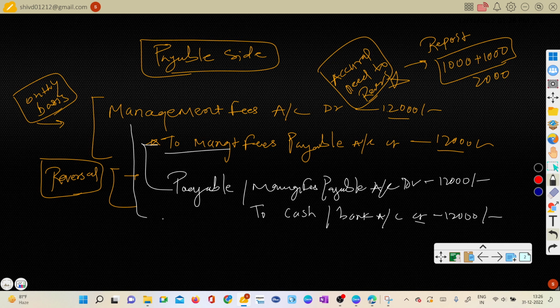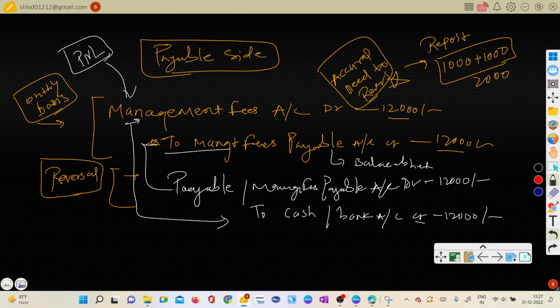So the net entry would be like this: management fees account debit to cash. So this is where you can record it to the P&L. Cash will be automatically impacted, and you would see the impact on cash balance, which is opening or closing cash balance, right? That's how you record it to the P&L. And when you record it as a payable, this will be recorded to the balance sheet.